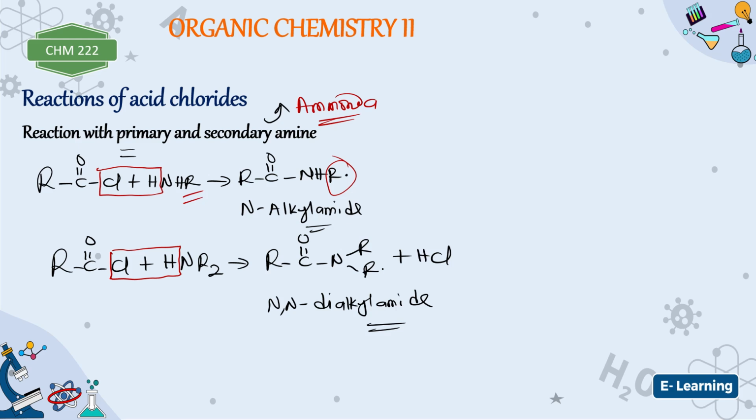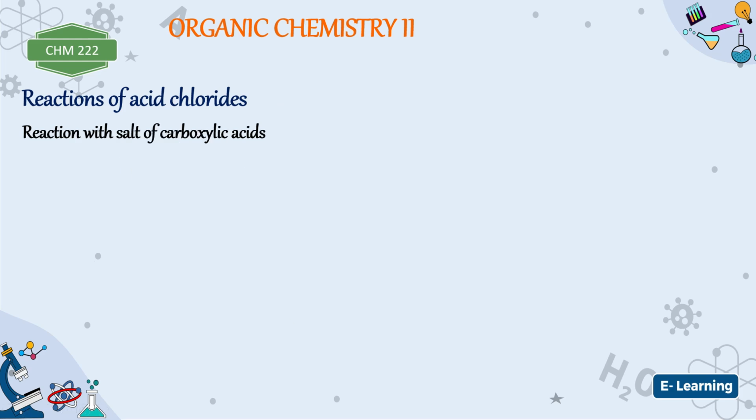Then when you now react it with the salt of a carboxylic acid, it's going to form an acid anhydride. When you react it with the salt of the carboxylic acid, it is going to form acid anhydride. So what will be there is that it's going to form sodium chloride. So sodium and chlorine will react.